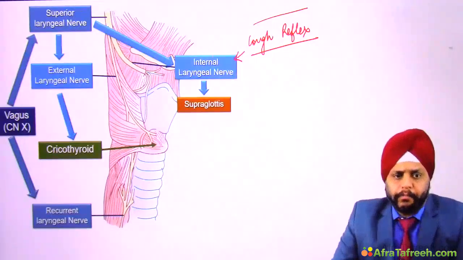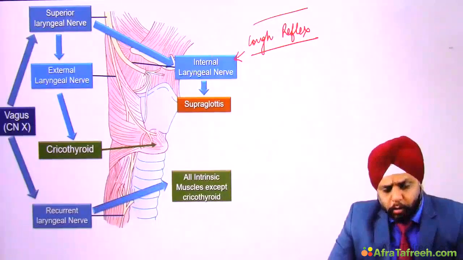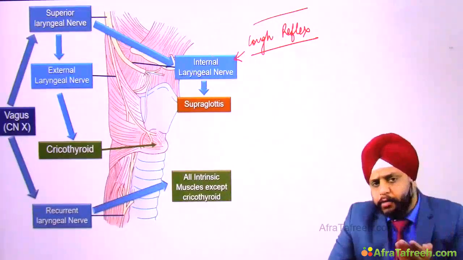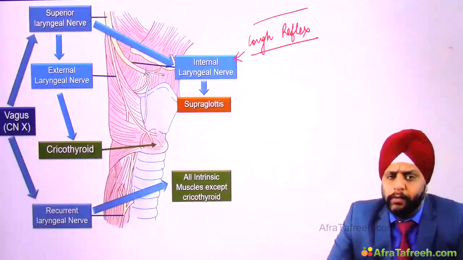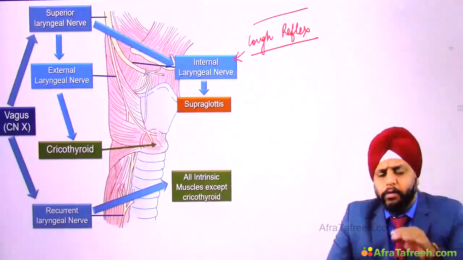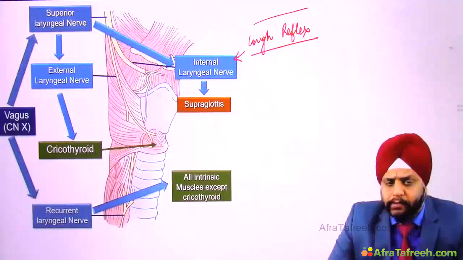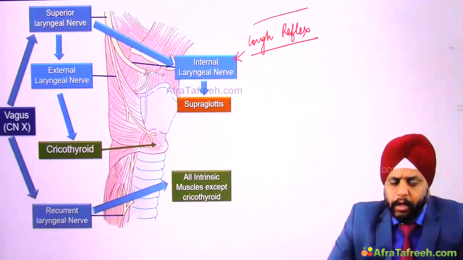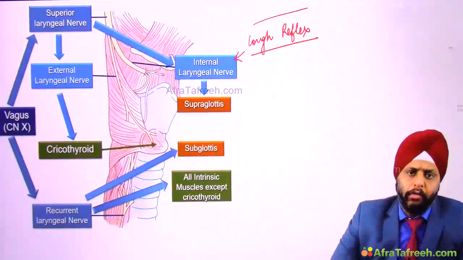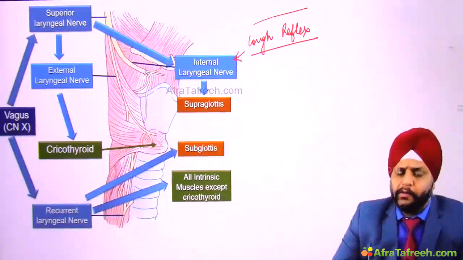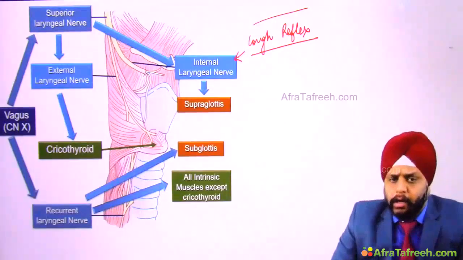Okay, now let's look at the recurrent laryngeal nerve. It goes from below. We remember in the pharynx, it goes inside, below the inferior constrictor muscle, below the cricopharyngeus. It supplies all the intrinsic muscles of the larynx, except, of course, the cricothyroid muscle. And it also gives sensory supply to the subglottis, right? So the sensory supply of the supraglottis is by the internal laryngeal nerve. The sensory supply of the subglottis is by the recurrent laryngeal nerve.